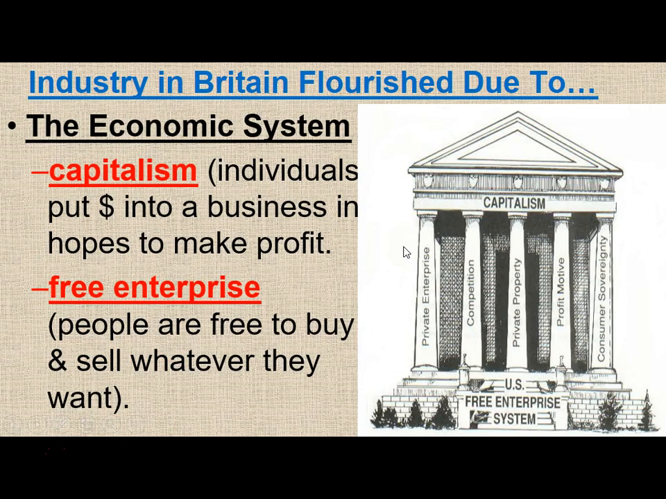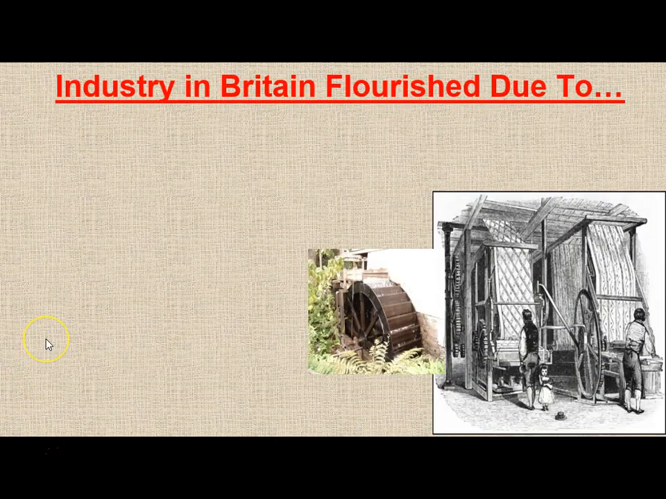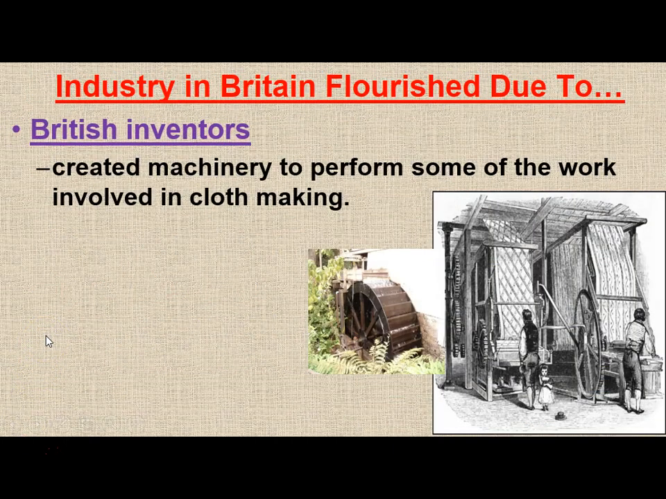How is it that this is growing? How is it that it flourishes? Well, a couple things that benefit Great Britain as well as the United States is the economic system that they employ. One, capitalism, free enterprise, also known as that. Individuals put money into a business in order to hopefully make a profit at some point in time. People are free to buy and sell whatever they want. People produce what people demand, and that's how you make money, freely in a natural state of things. And so that's one of the reasons why it flourishes.